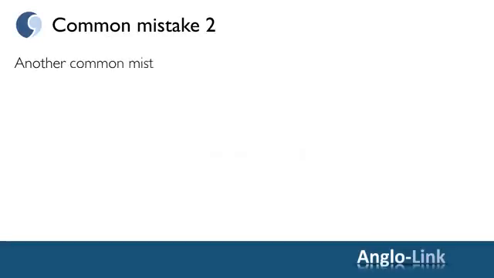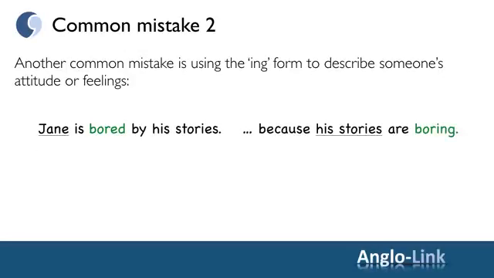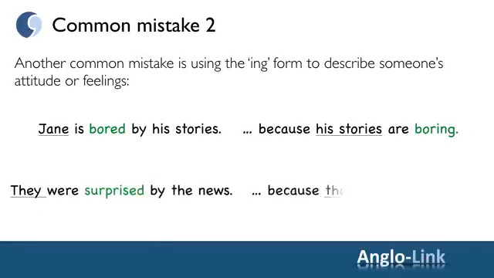Another common mistake is using the -ing form to describe someone's attitude or feelings. You may hear, "Jane is boring by his stories." As you now know, it should be "Jane is bored by his stories," because his stories are boring. Or another example, "they were surprising by the news." No, they were surprised by the news, because the news was surprising.